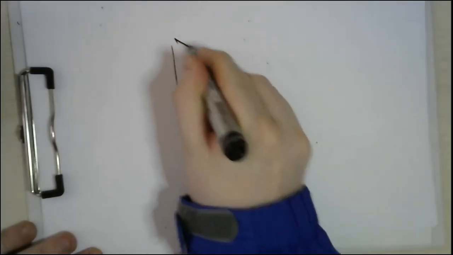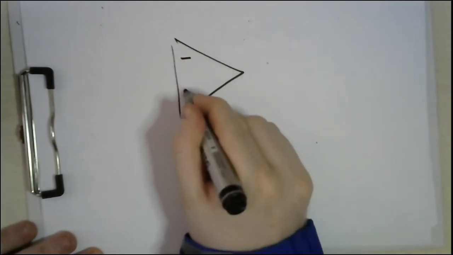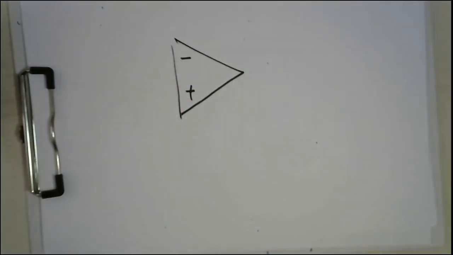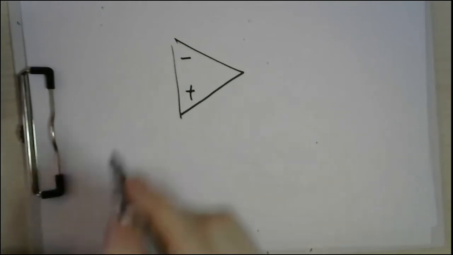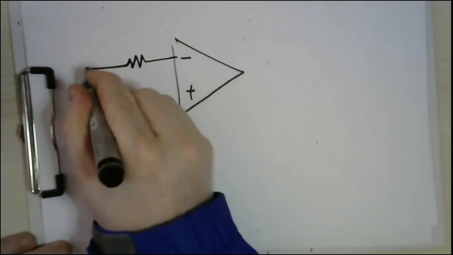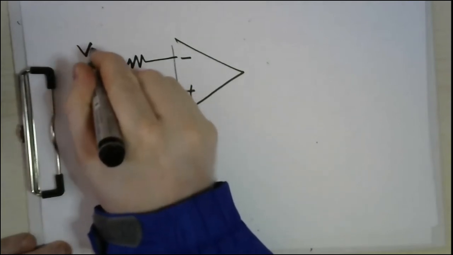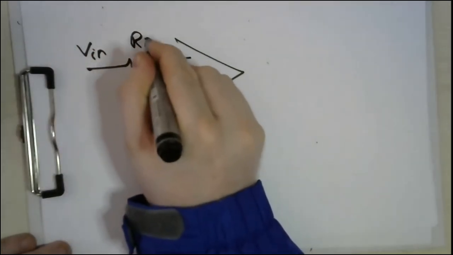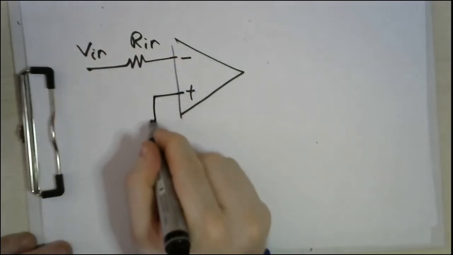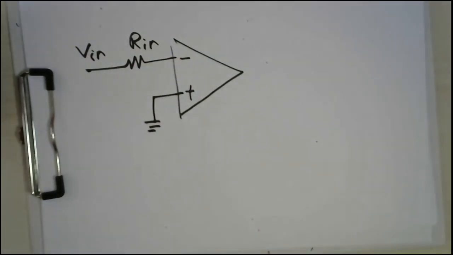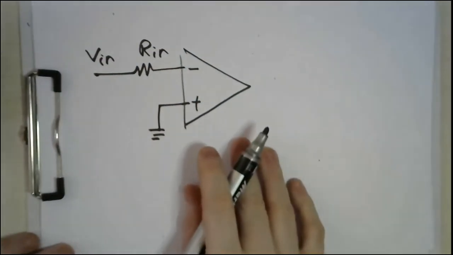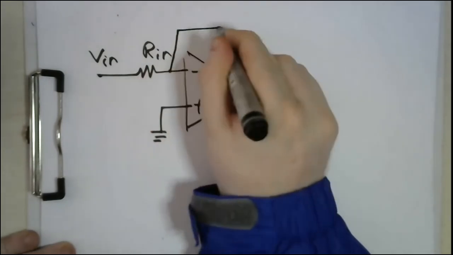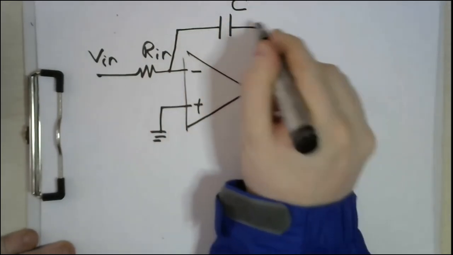Okay, so we have our operational amplifier as usual. This is negative and this is positive. We have a resistance, and then we have this input. So this is Vin, and let's call this Rin or R, whatever you want. And this is grounded as usual. And now, instead of a feedback resistance, we have a feedback capacitor.